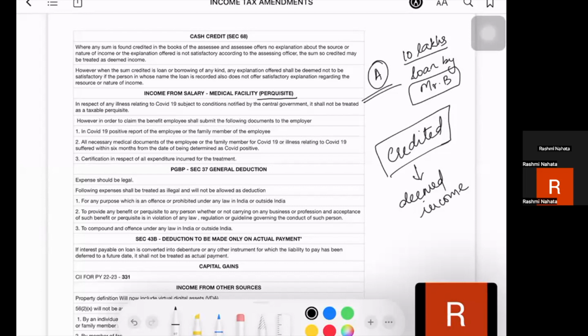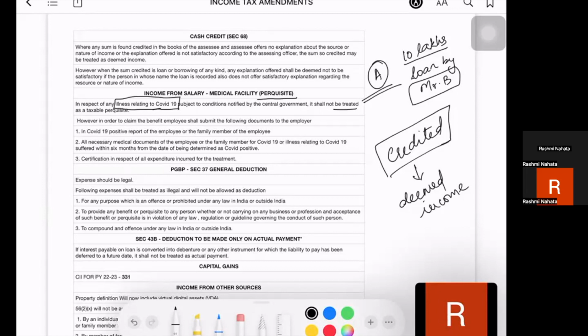But now, in respect of COVID-19, there has been an add-on. So, if a person is getting any treatment with respect to any illness relating to COVID-19, that shall also not be taxable as perquisite. So, if the employer is giving any reimbursement or any kind of amount towards medical illness or medical treatment of an illness relating to COVID-19, it shall not be a taxable perquisite.